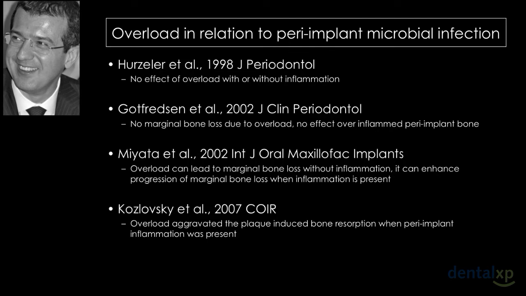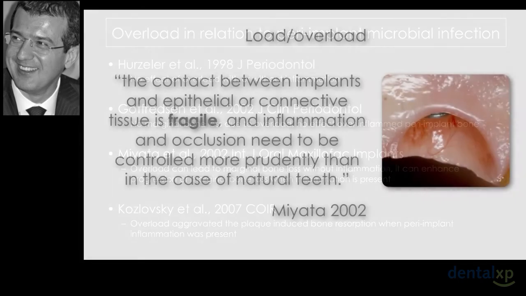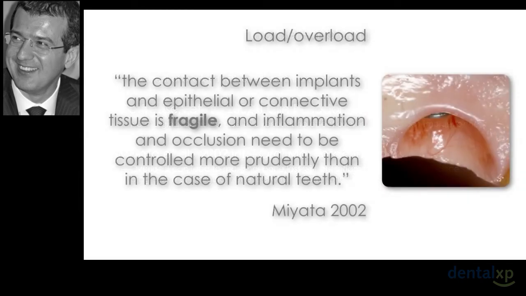Of course, these papers are different because the experimental models are different, the way the load is transmitted to the implant is different, and so there are a lot of differences, and it's not possible to put them together and have some common conclusions. A good conclusion probably comes from the paper of Miyata in 2002. We can say that the contact between implants and epithelial or connective tissue is fragile, and inflammation and occlusion need to be controlled more prudently than in the case of natural teeth, and this is something that we all agree.